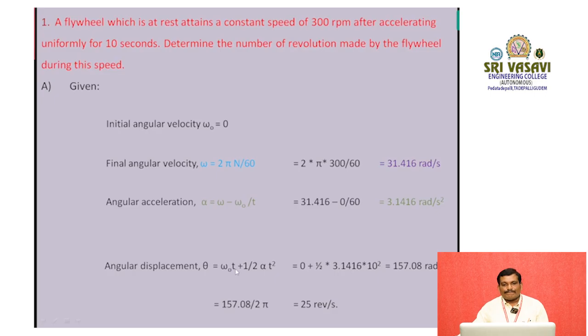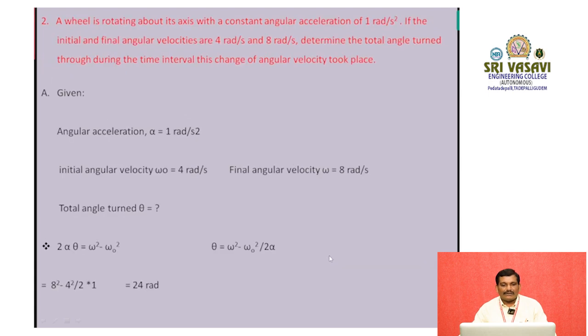Then angular displacement theta. It is asking for the number of revolutions made by the flywheel. Number of revolutions means angular displacement theta is equal to omega naught t plus half alpha t square. Here omega naught is 0, so 0 into t plus half into 3.1416 into 10 square, that is 157.08 radians. It is converted into revolutions: 157.08 by 2 pi.